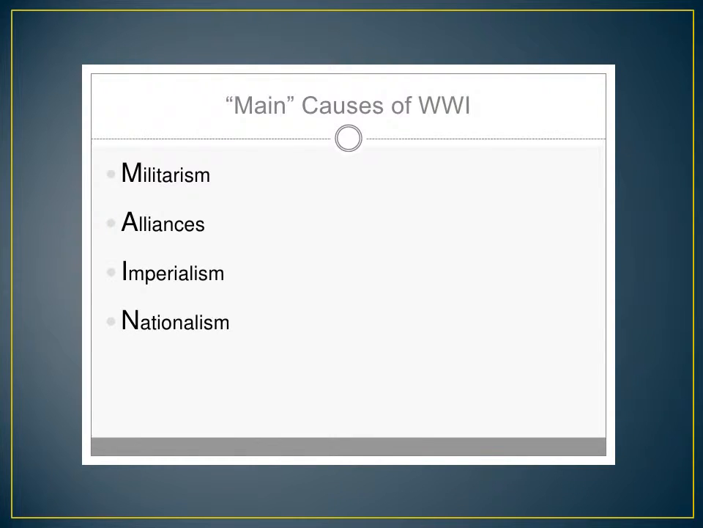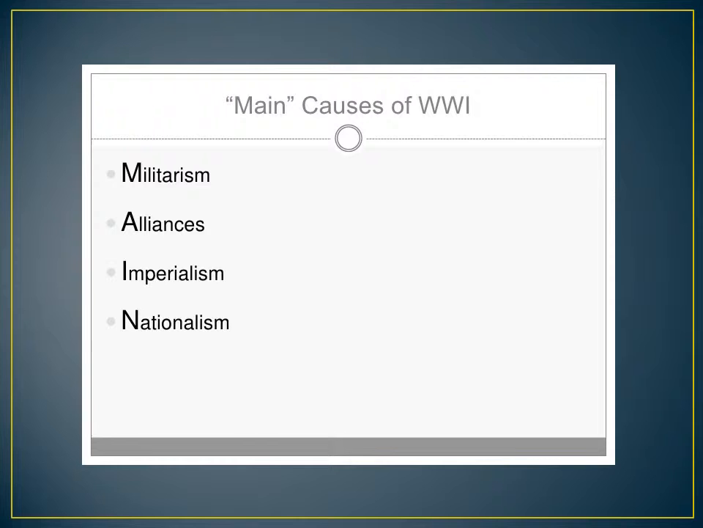Alright, the main causes of World War I, and if you notice, main is in quotations because the MAIN letters stand for the various causes of the war. The M for militarism, A for alliances, I for imperialism, and N for nationalism.